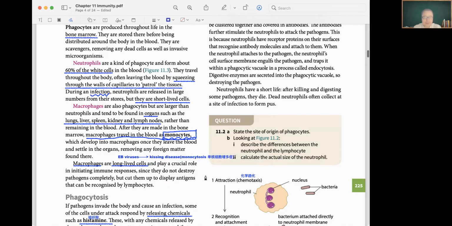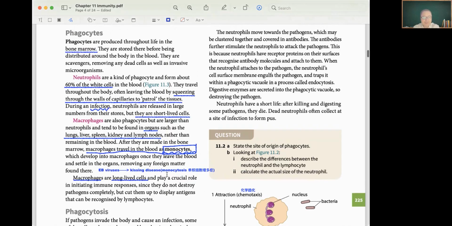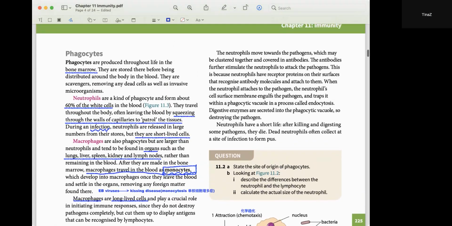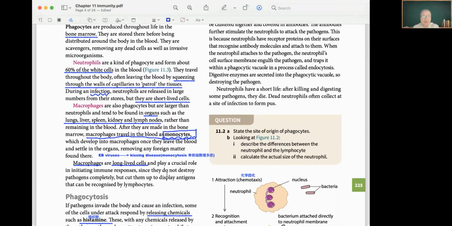So EB means Epstein-Barr virus. It can cause kissing disease, and kissing disease is a kind of monocytosis, 单核细胞增多症. So in the blood, the monocyte is actually the macrophage, right? It is actually the macrophage, 它是一个巨噬细胞. Okay. So can you tell me something about kissing disease?